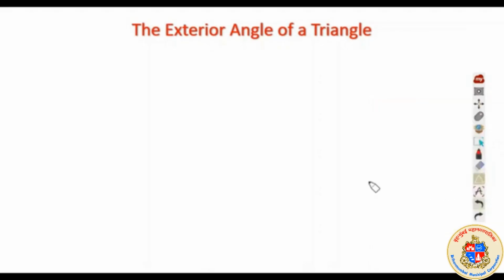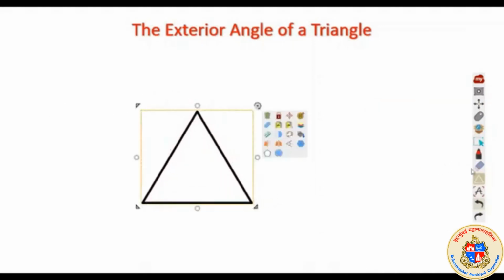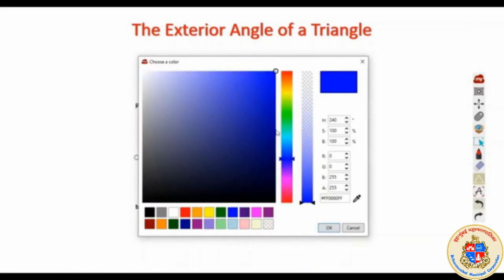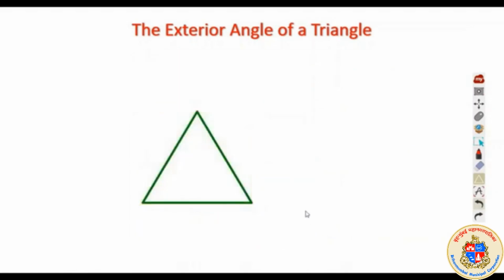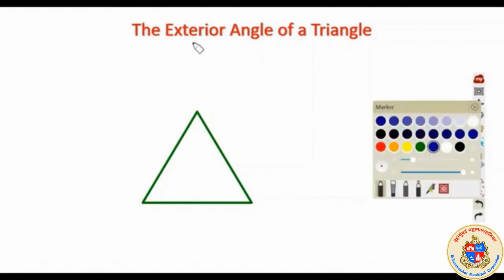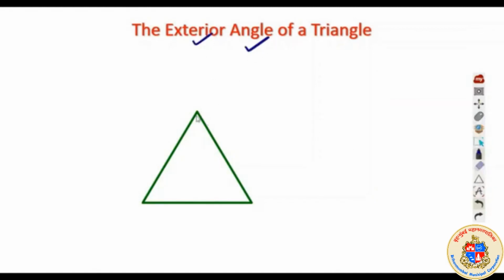Let this be the triangle. Exterior angle of a triangle. Let this triangle be a little colorful. Okay. I am going to make you understand the concept of exterior angle of a triangle. For that I should make an exterior angle to make you understand. I will make it roughly.